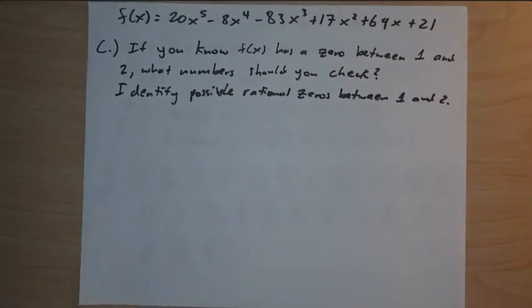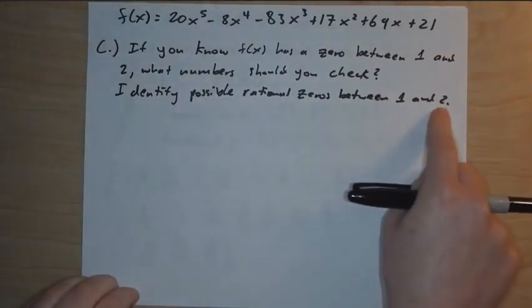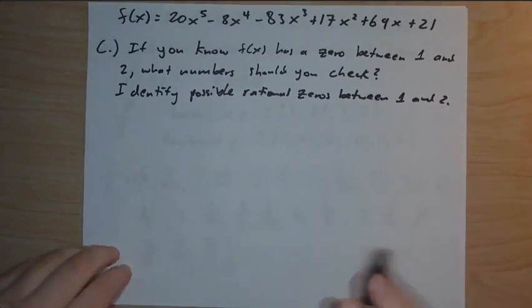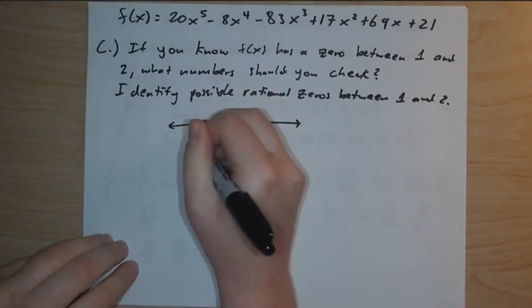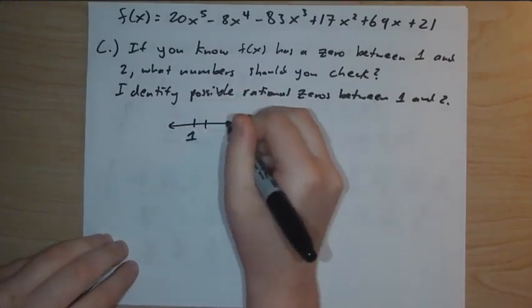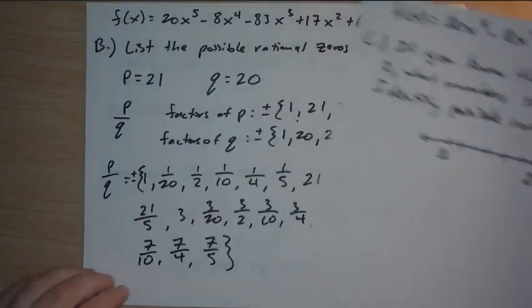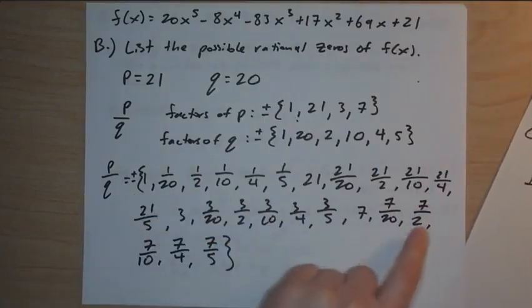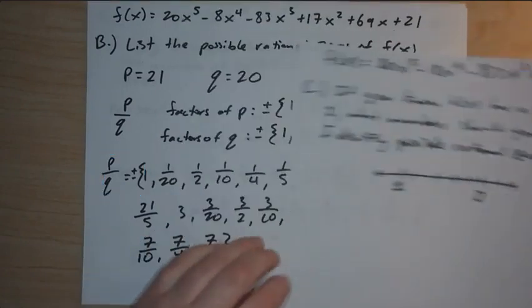Part C asks, if you know f of x has a zero between 1 and 2, what numbers should you check? It asks us to identify possible rational zeros between 1 and 2. So we're going to look at all the zeros, if we have a number line here, that are between the numbers 1 and 2. So anything that's in between these two numbers. What we're going to do is go back to part B and look at all of these numbers here and figure out which ones are between 1 and 2.